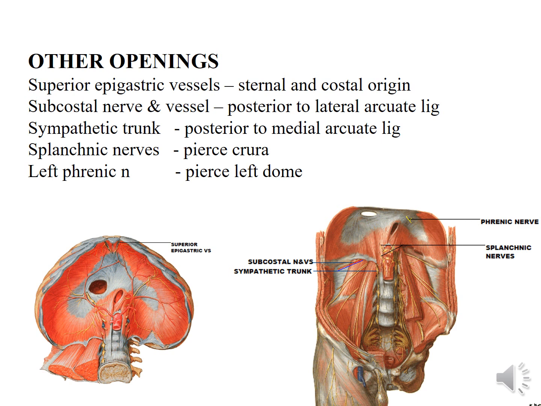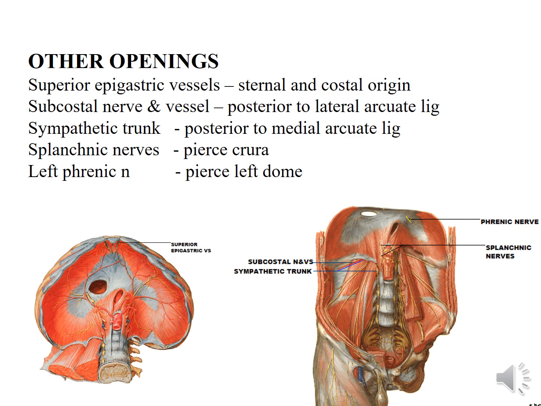Apart from the major openings in diaphragm, small openings are also there, as you can see in these diagrams given below. The superior epigastric vessels, we are starting from the anterior side, pass between the sternal and the costal origin. Subcostal nerve and vessel are passing posterior to lateral arcuate ligament, as you can see in the diagram given on our right side. And then we have the sympathetic trunk. It passes posterior to medial arcuate ligament.